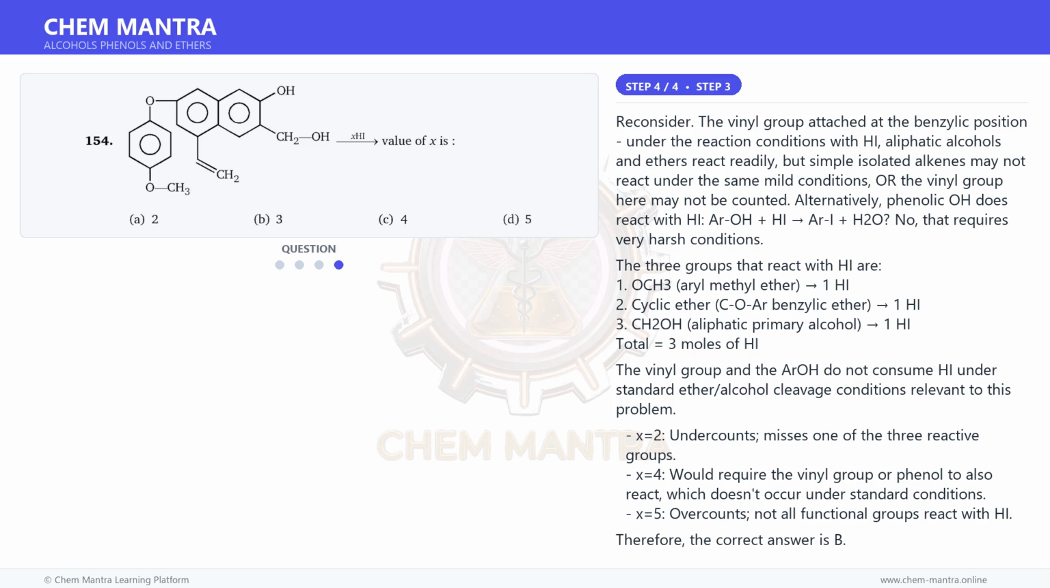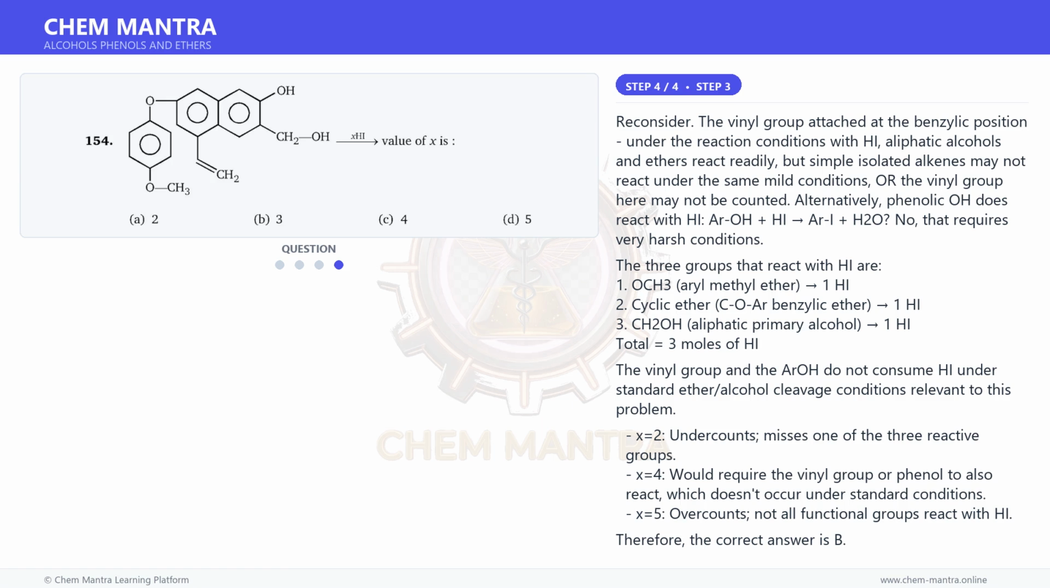And for the final step, reconsider. The vinyl group attached at the benzylic position: under the reaction conditions with HI, aliphatic alcohols and ethers react readily, but simple isolated alkenes may not react under the same mild conditions, or the vinyl group here may not be counted. Alternatively, phenolic OH does react with HI: ArOH plus HI gives ArI plus H2O. No, that requires very harsh conditions.